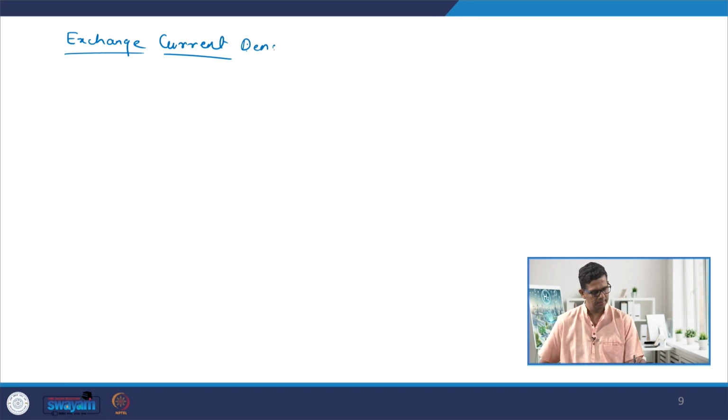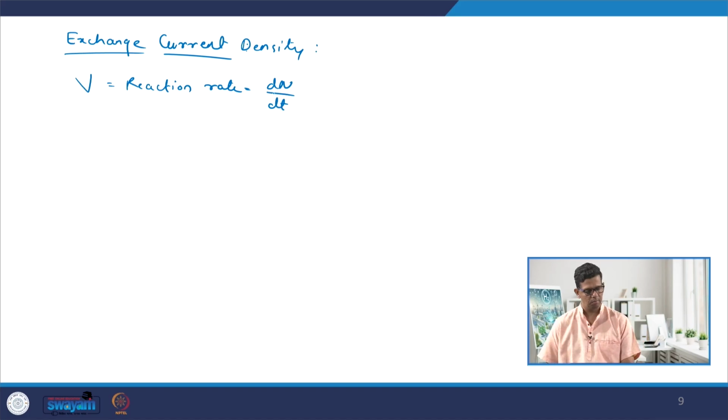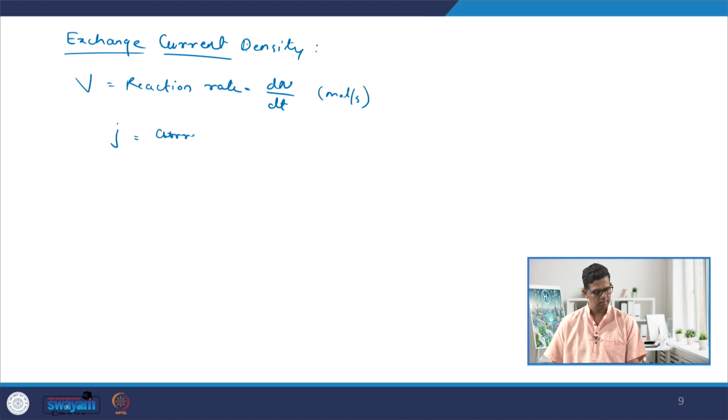Exchange current density. We know V is our reaction rate, which is basically change of concentration or moles per unit time. So, this is in mole per second, right. And what is our current? Our current density, J, is, let us say, current density. So, this is basically nF times V, right.